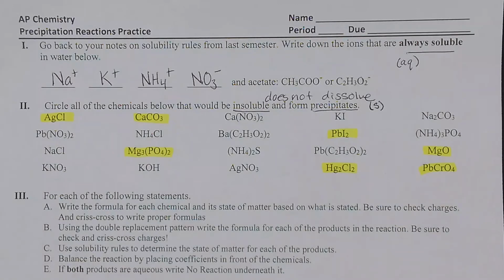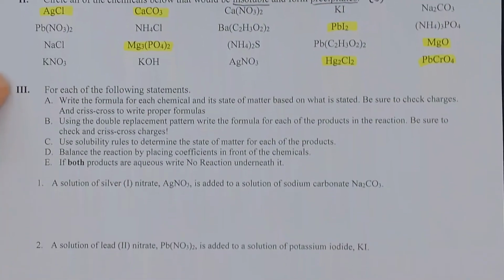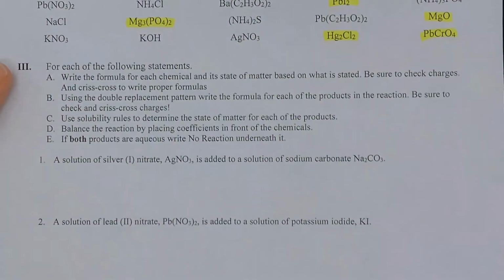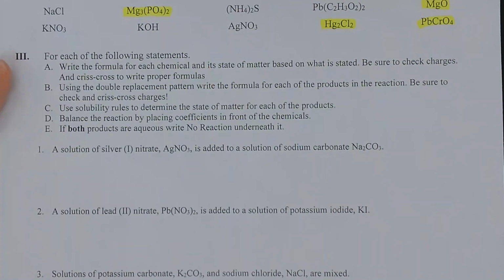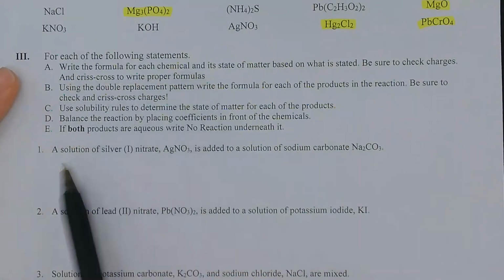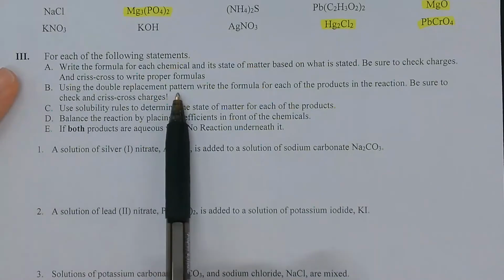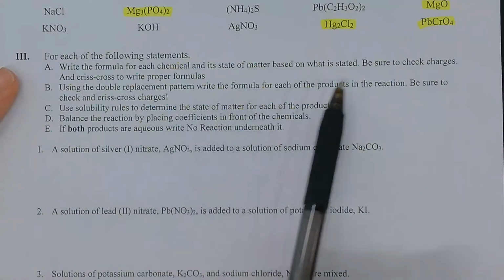So with that in mind, we're going to use our solubility rules to help us predict if a product of a reaction is going to be solid or aqueous. So let's take a look down here. So we are going to write chemical reactions by writing the formula of each of our chemicals based on what is stated. Use the double replacement pattern to write a formula for each of the products.